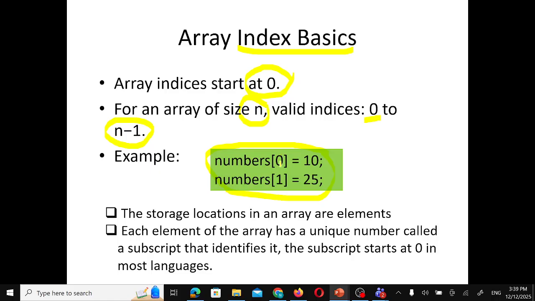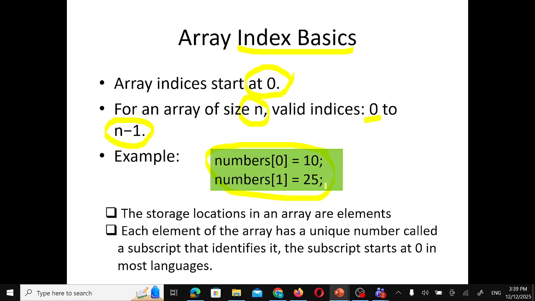So number 0 is the first element. Okay, so we can call that, or we can assign what is the value. In this current example, for the index 0, this number has the value 10. Alright, so the storage locations in this array are the elements. Okay, that means the first element is number 0, and the element is 10. Okay, so 0 is the index number.